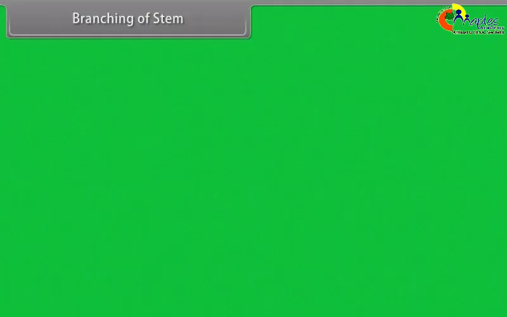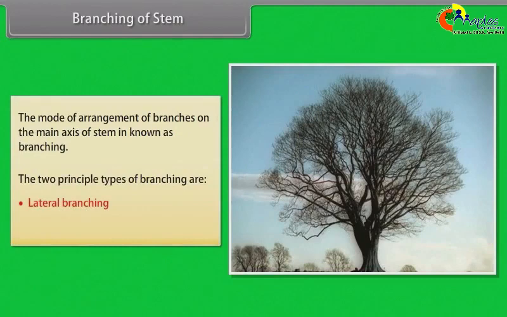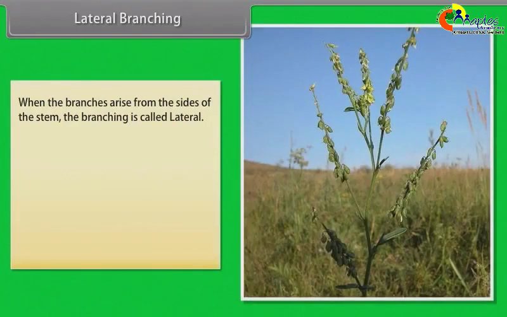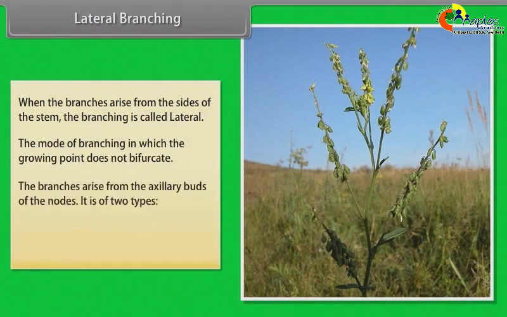Branching of stem. The mode of arrangement of branches on the main axis of stem is known as branching. The two principal types of branching are lateral branching, dichotomous branching. Lateral branching. When the branches arise from the sides of the stem, the branching is called lateral. The mode of branching in which the growing point does not bifurcate. The branches arise from the axillary buds of the nodes.